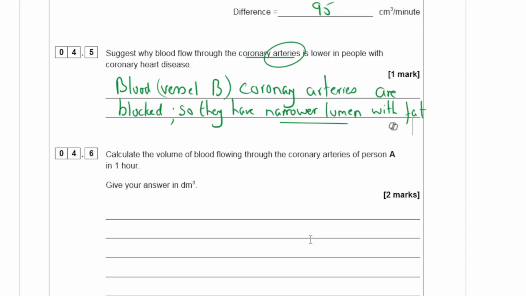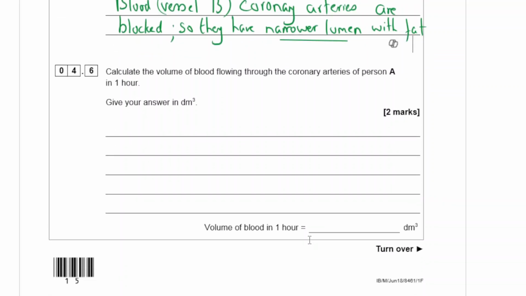Calculate the volume of blood flowing through the coronary arteries of person A in 1 hour. Give your answer in decimeter cube. Now, again, this is actually a chemistry question. What does a decimeter cube mean? Decimeter cube is equal to 1,000 centimeter cube. Oh, and it's actually maths as well. So, how much does it carry in 1 hour?